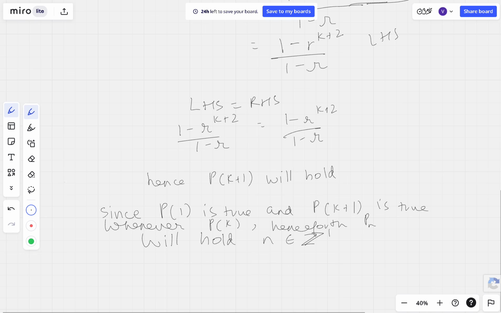This is essential, guys. P of 1 is when n equals 1. This is the first step. Our second step was P of k, which is the inductive hypothesis. We just have to set it up, and the inductive step is the hardest step. But if you understand it and you just read the question properly, there are a lot of great resources online.